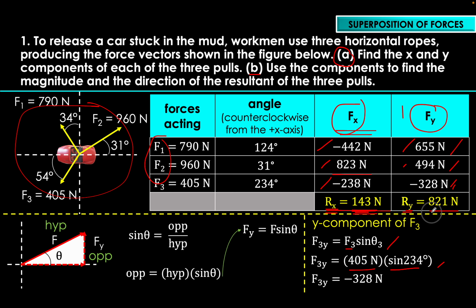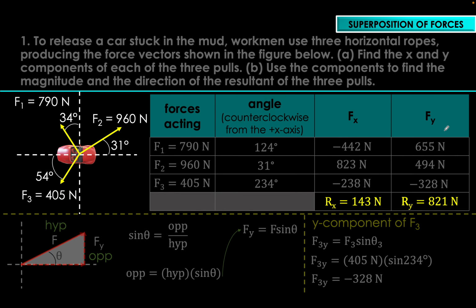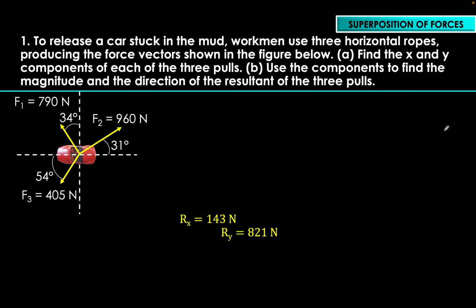So this is the overall contribution or effect of all those 3 forces along the y component. They're equivalent to an 821 Newton vertical pull, specifically upward because this is positive. Okay, so that's it. Miss, is that the final answer? Not yet. Those are just the resultant of the x and y components of force. How do we get the actual resultant that's being asked in letter B?